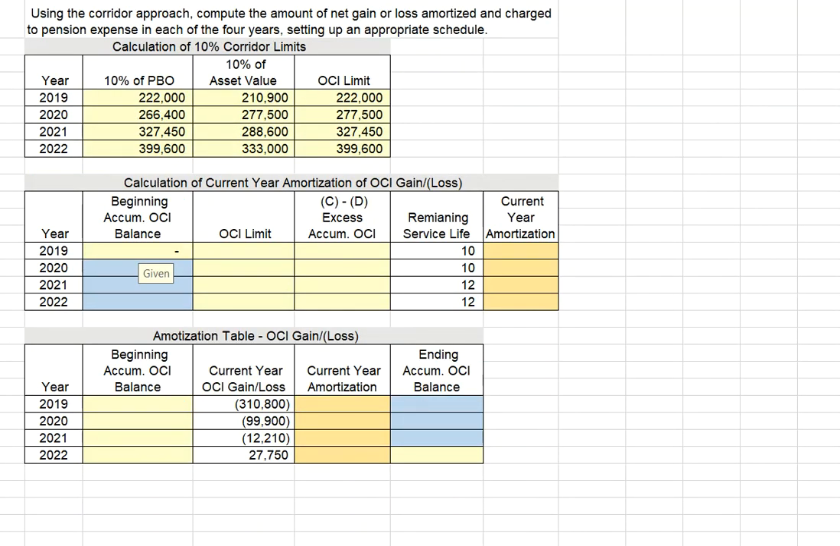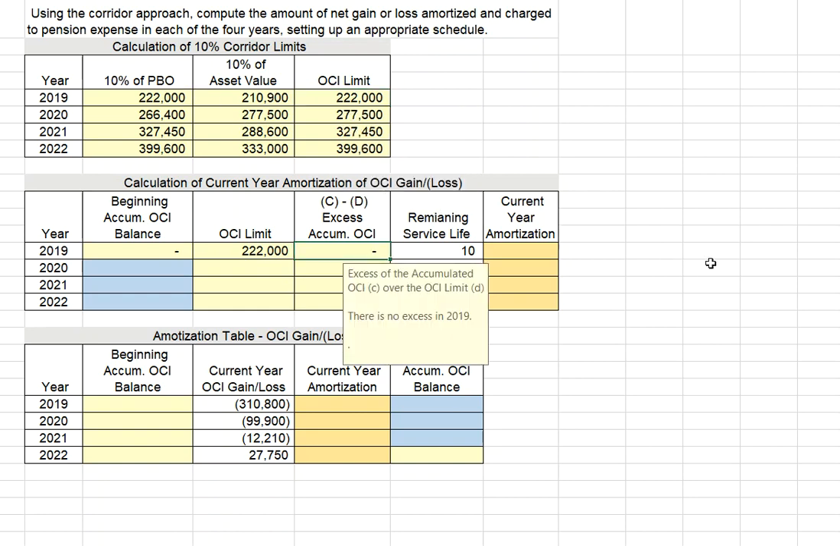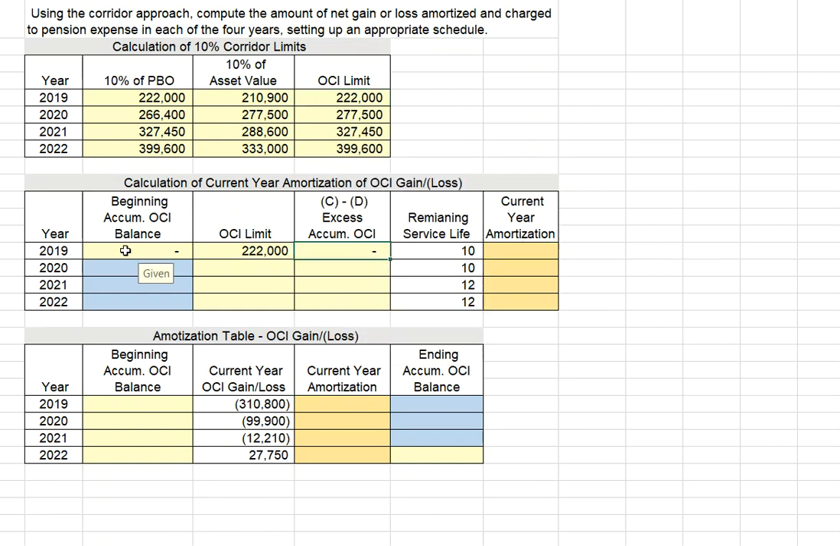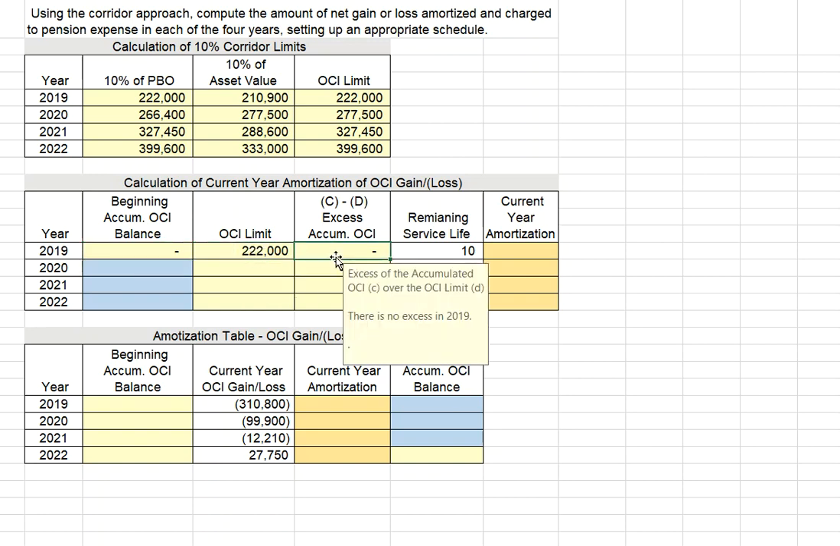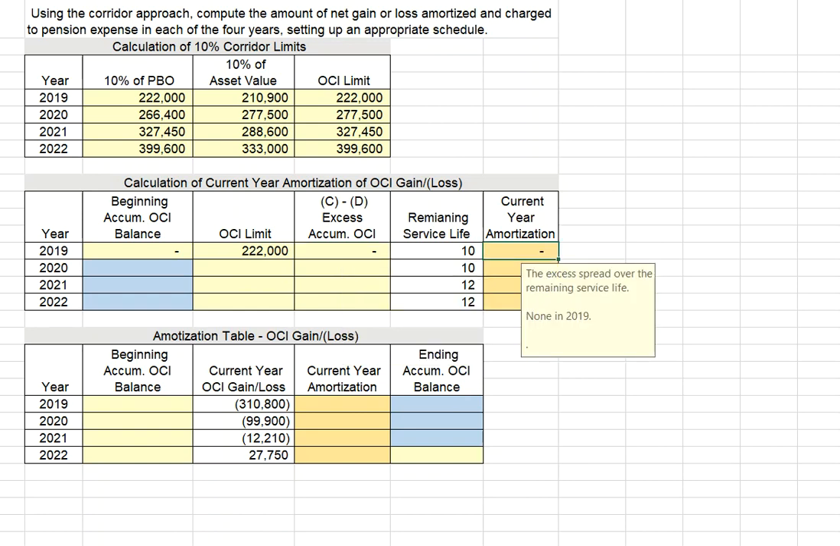Next, we're going to do our calculation of the current year's amortization. The amortization is based on our beginning other comprehensive income balance. At the beginning of 2019, we were told that the balance was zero. Our OCI limit for the year was the $222,000. Obviously, the OCI balance is less than the OCI limit, so there is no excess in 2019, and of course we have no amortization expense.